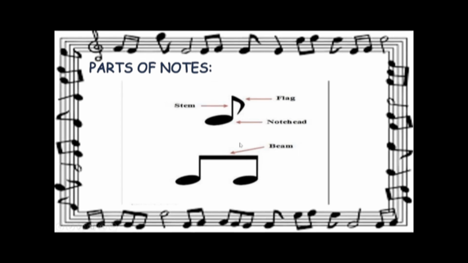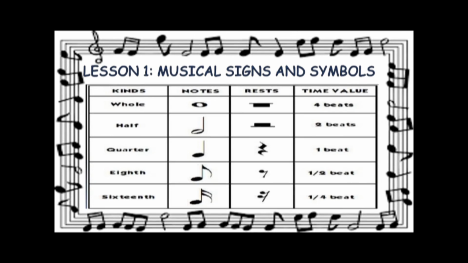Okay, now let's identify the kinds of notes and rests. Alright? First is the whole note. The picture of a whole note is like this, okay? And the whole rest is like this. It's like a cap, okay? But mind you, class, this part is not a part of the rest. It's a part of the staff. The box only here is the rest. And the time value of a whole note is 4 beats.